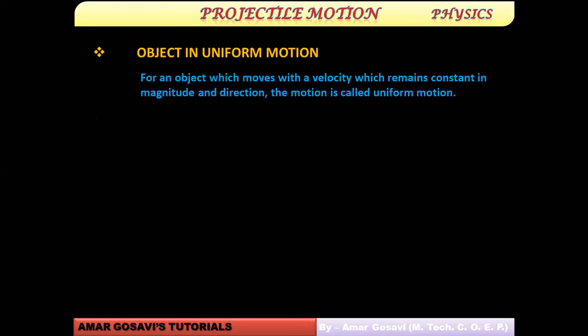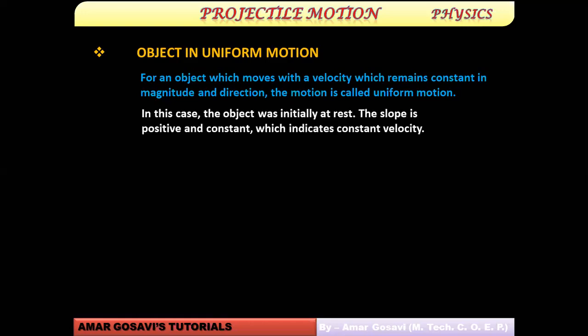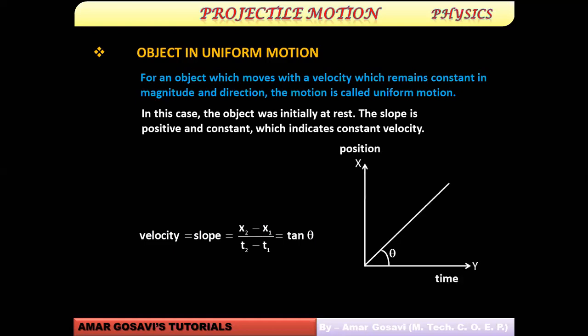So we can see what happens in uniform motion. An object which moves with a velocity which remains constant. So velocity has to remain constant in magnitude and direction because it's a vector quantity. Such motion is uniform motion, where the velocity remains constant in magnitude and direction. Now if that is the case, how would the graph look like? In this case, how would the slope of the graph be? I'm drawing the graph.